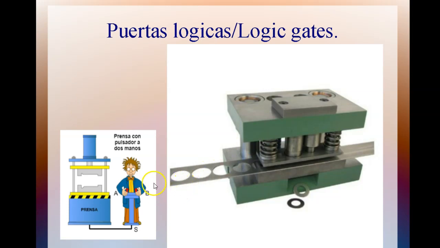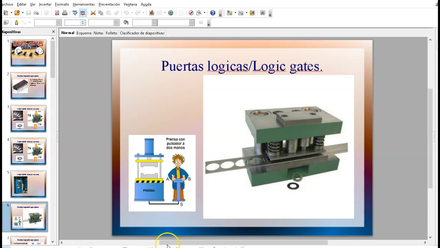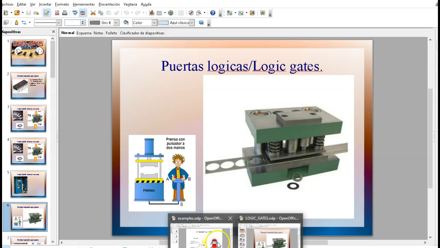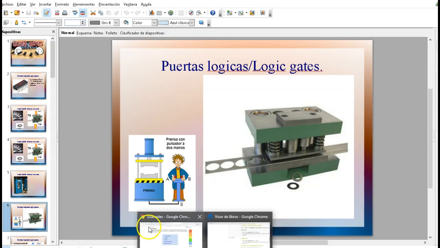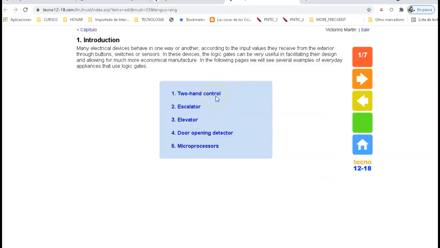That's why we need the motor to be on just in case the operator has both hands in a secure position, pressing A and B push buttons. So we want the motor to be on just in case the operator is pressing A and B simultaneously, at the same time. This is one of the needs that we have. This is one of the examples that we will cover in this mini unit.